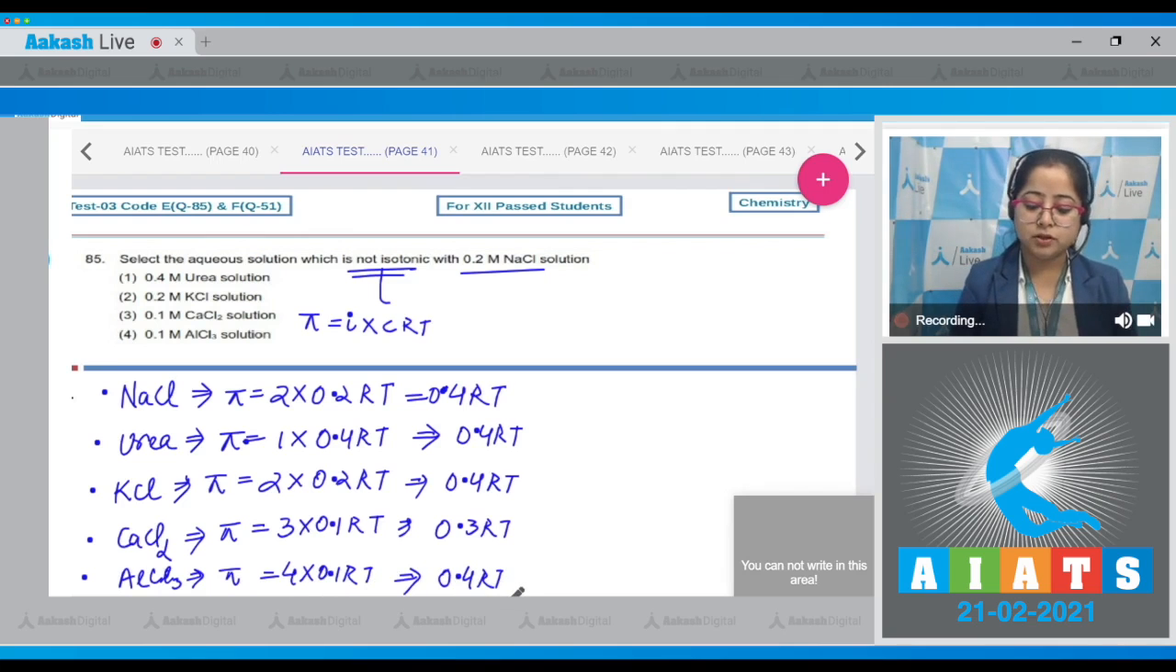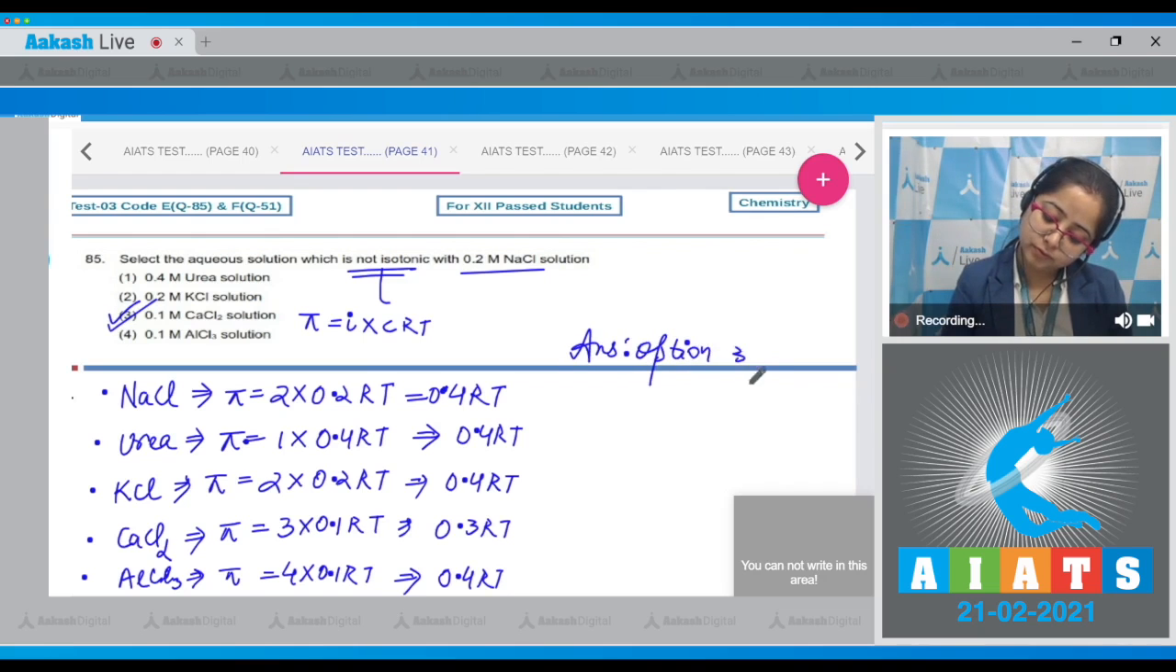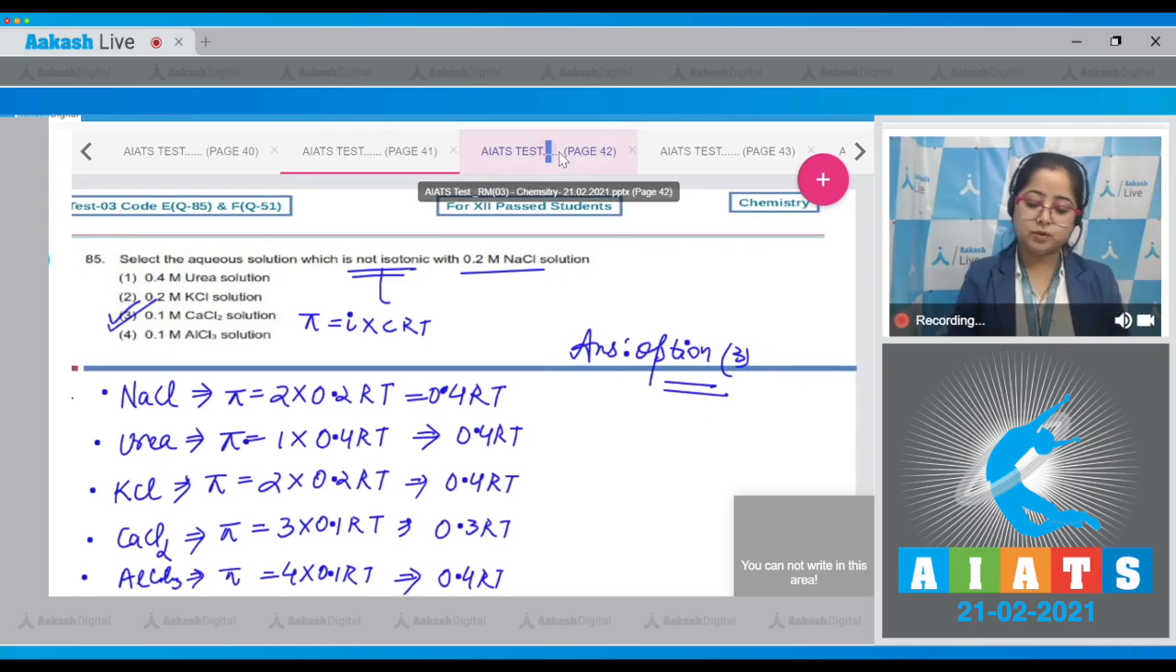That means all the given solutions are isotonic with 0.2 molar NaCl except the solution which is given in option number 3, that is 0.1 molar CaCl2 solution. So the correct answer is option number 3. Moving to the next question.